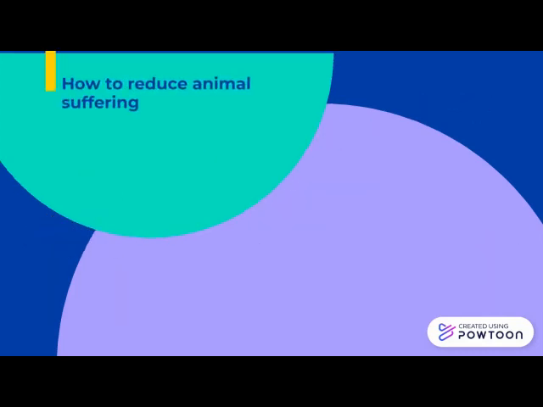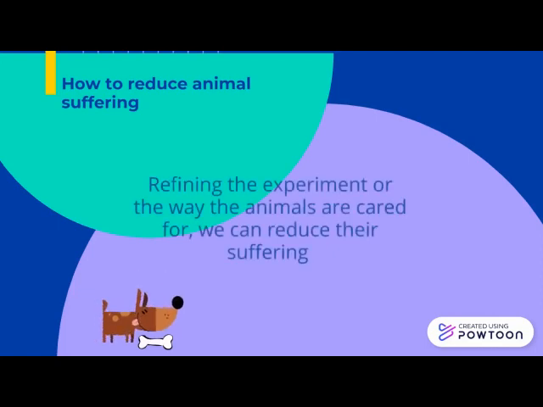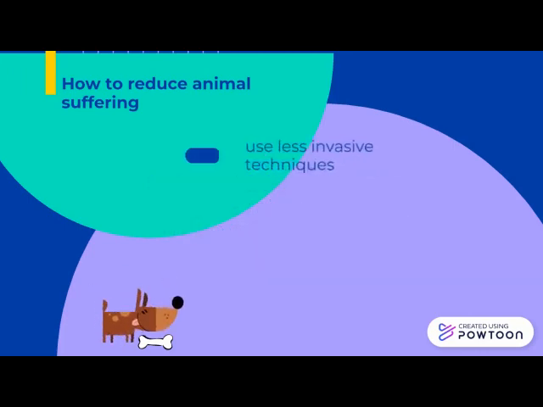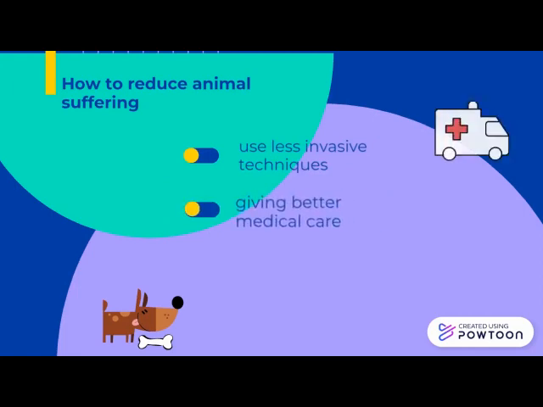How to reduce animal suffering? By refining the experiment or the way the animals are cared for, we can reduce their suffering by using less invasive techniques, giving better medical care, and providing a better living condition.